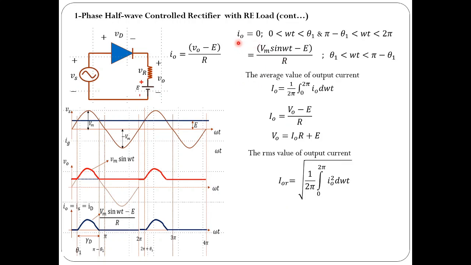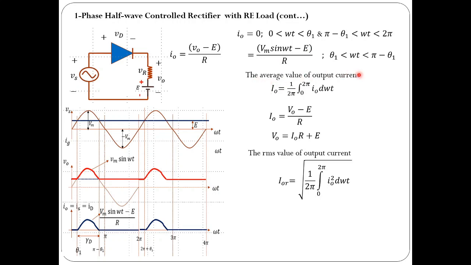Coming to the average and RMS values of the output current, first find the mathematical expression for I0. From omega t ranging from 0 to theta 1 and pi minus theta 1 to 2 pi, that is during the reverse bias period of the diode, I0 is 0. During the conduction period, from theta 1 to pi minus theta 1, the load current is Vm sin omega t minus E by R. Use this expression to find the average and RMS values.